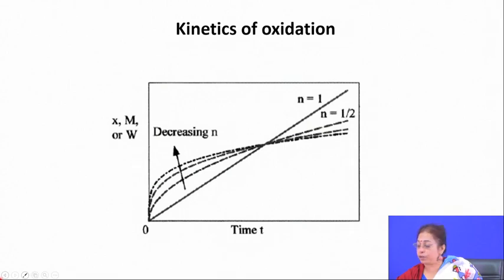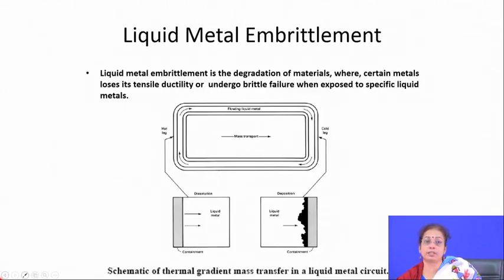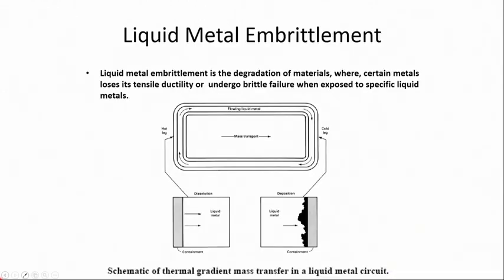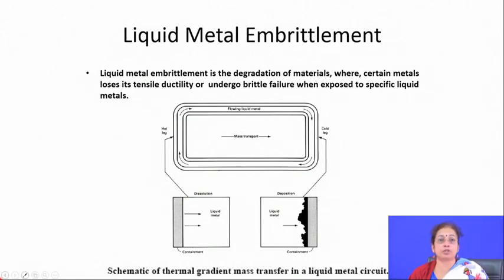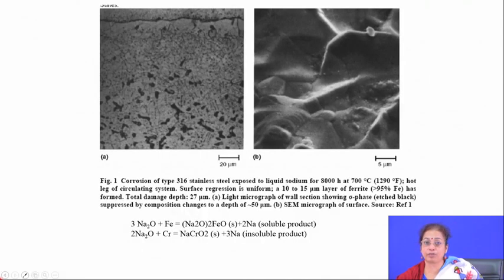The next type of corrosion is liquid metal corrosion. As I mentioned, liquid metal corrosion is a typical kind of corrosion which is also called dissolution. It also causes embrittlement, because when the solid metal component is in contact with the liquid metal, it becomes brittle in nature. This is a degradation where certain metals lose their tensile ductility or undergo fracture when exposed to a specific liquid metal. This is called the liquid metal embrittlement phenomenon.